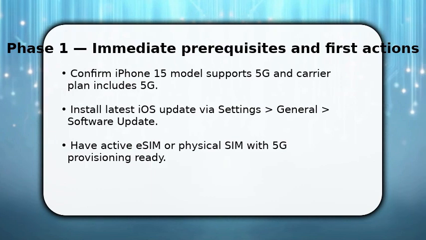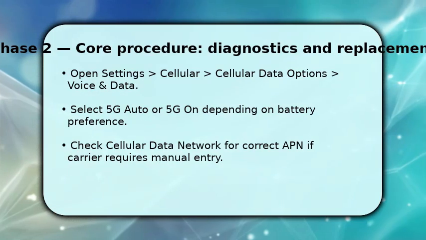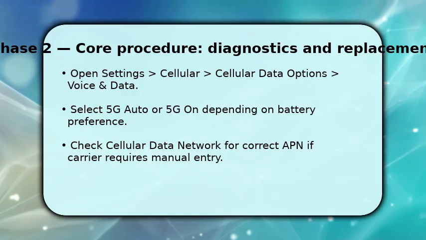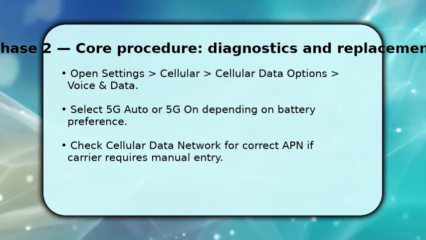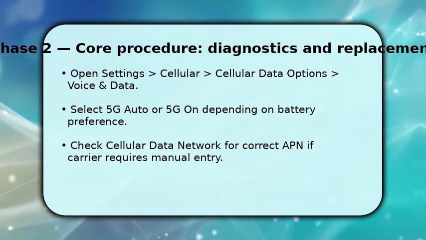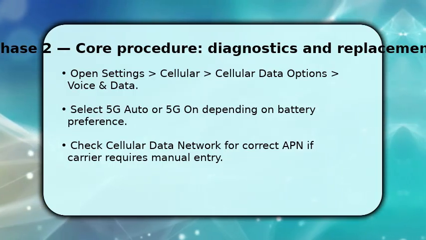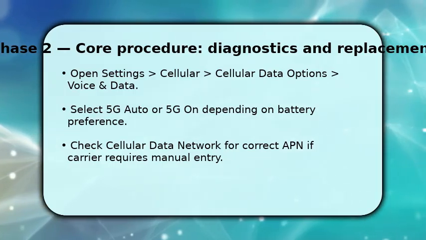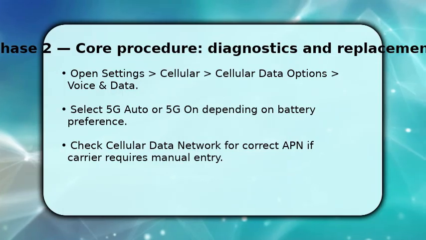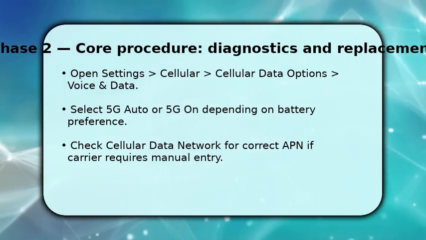use standalone features. Now you enable and fine-tune 5G in settings. Go to Cellular, then Cellular Data Options, then Voice and Data. Choose 5G Auto for balanced battery life or 5G On for max speed. Make sure data roaming and LTE fallback settings match your carrier guidance.